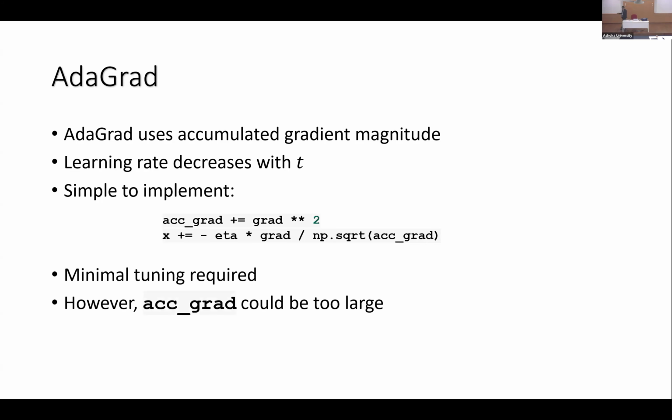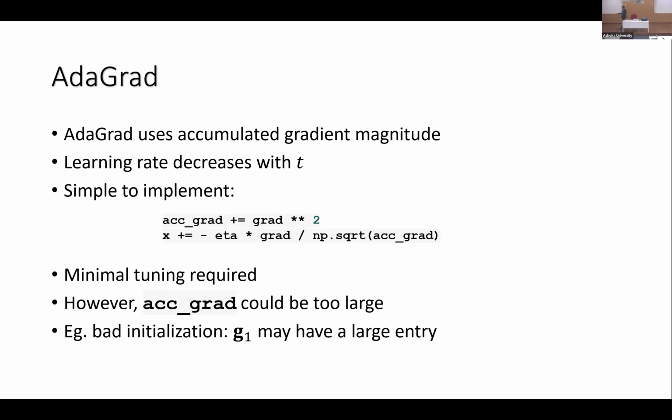It reduces the tuning that you need for the step size. Sometimes, however, the problem could be that the accumulated gradient becomes too large. What happens if the accumulated gradient is too large? The gradient contribution becomes less and less, and that could be detrimental. If initially the gradients are too large, then you have too much accumulated, and your whole rate slows down in that direction.